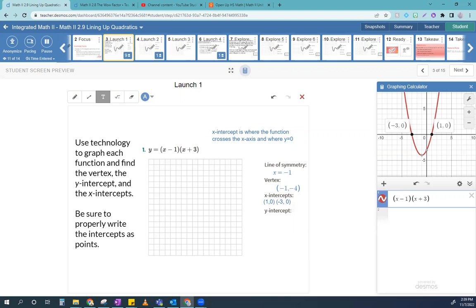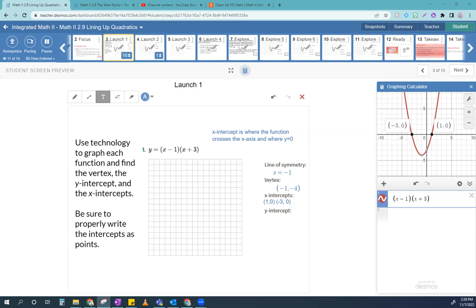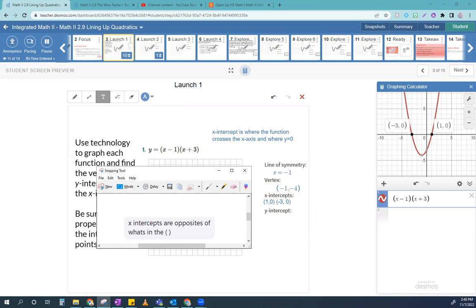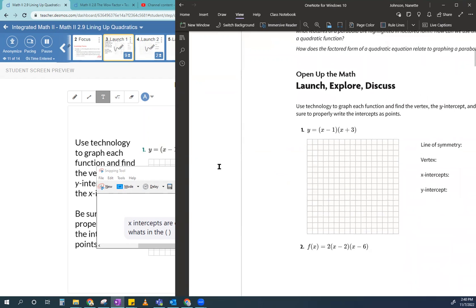Yes, someone said it. Sorry, let me grab this. So yeah, someone said the x-intercepts. This is so fantastic. I'm going to put it right here. The x-intercepts are the opposite of what's in parentheses. The x-intercepts 1 and negative 3 are the opposites of what's in here. Oh, that makes so much sense. Yes. So I'm going to put that right here because that was so important. That was like the key piece, right? Let me put that over here with the x-intercept land.